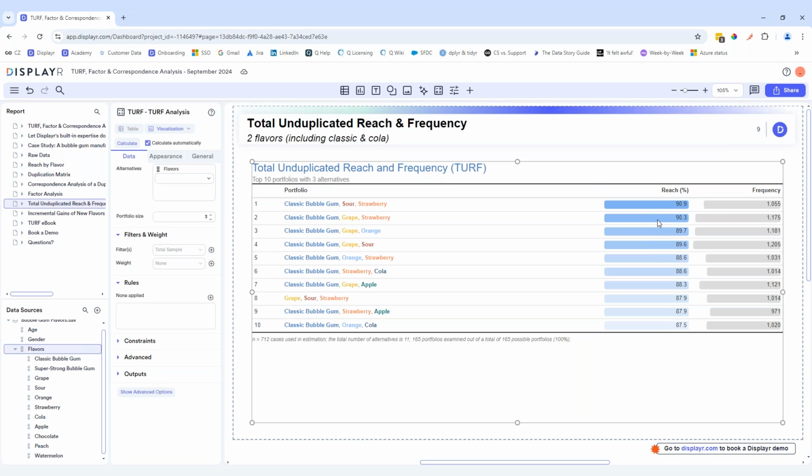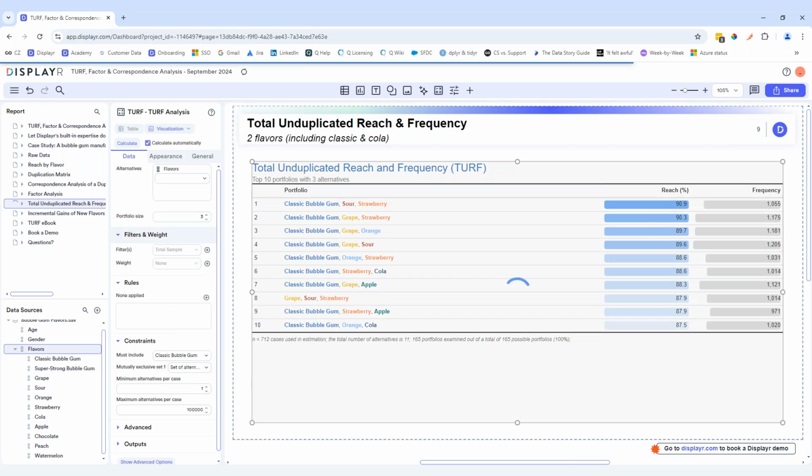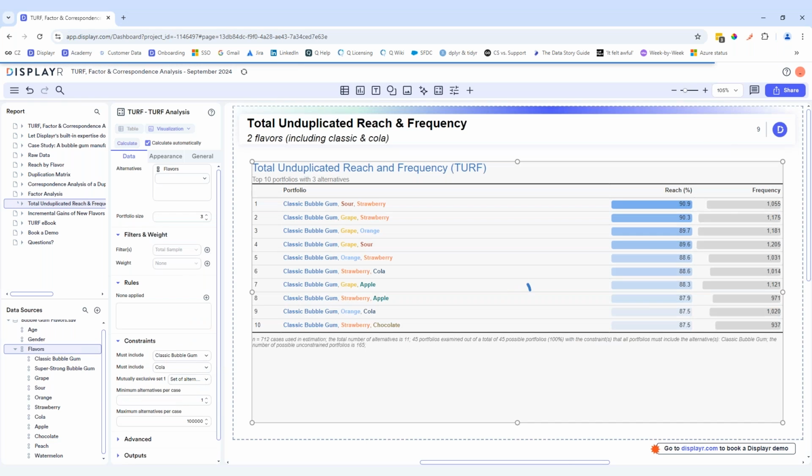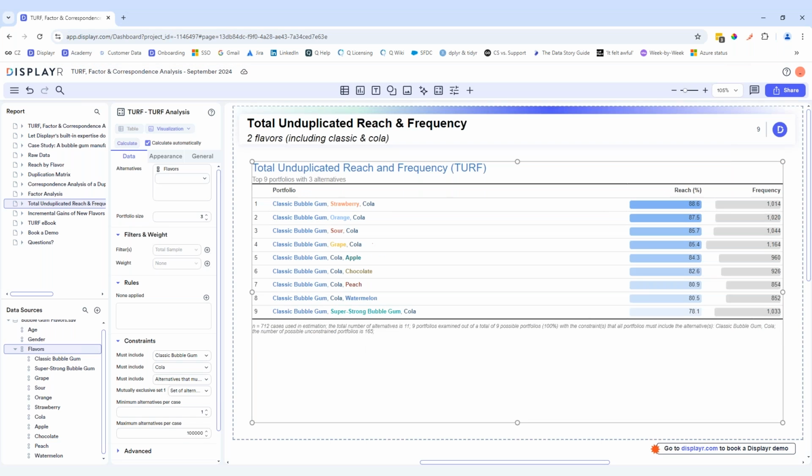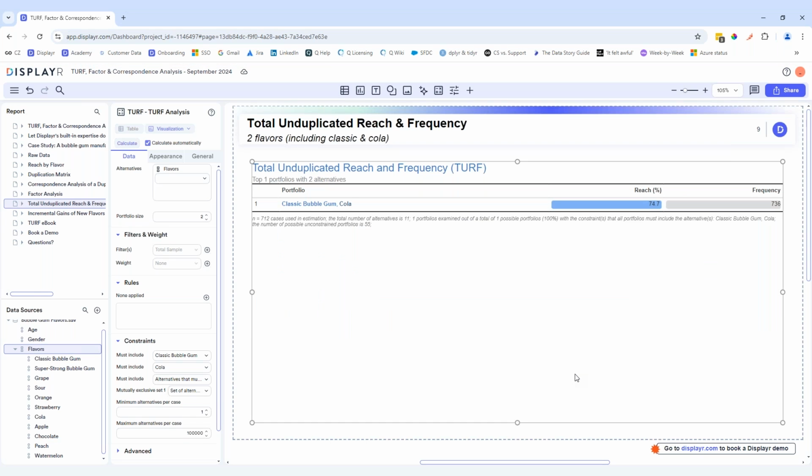Now, if we're going to have more than 2 flavors, we probably want to include classic bubblegum and cola. We can actually force the turf to include those 2 flavors using constraints. So in other words, we can actually tell the turf that it must include classic bubblegum, and it also must include cola. I'll switch it back to a 2-flavor portfolio. And we see once again that reach is 75%.